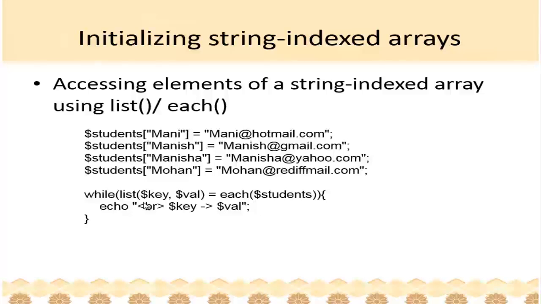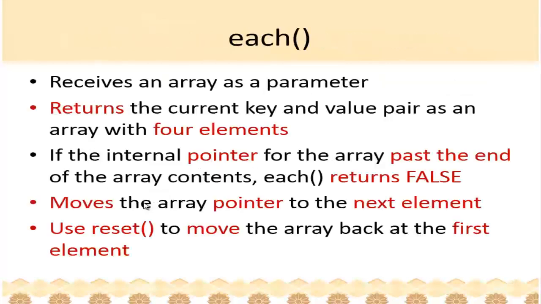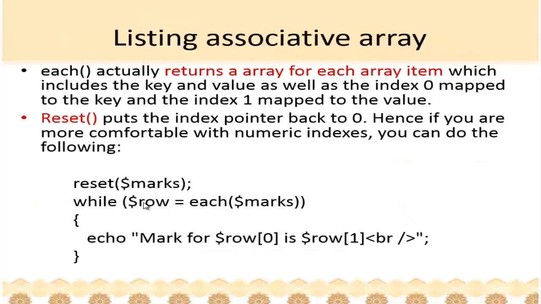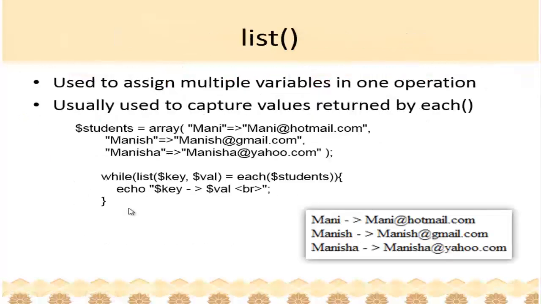Its work is to simultaneously assign the values to multiple variables. Whether you like it or you don't like it, it's up to you how you go about it. So you can directly assign it to an array or use the list function to assign it to an individual scalar item. So let's look at how this is being done.